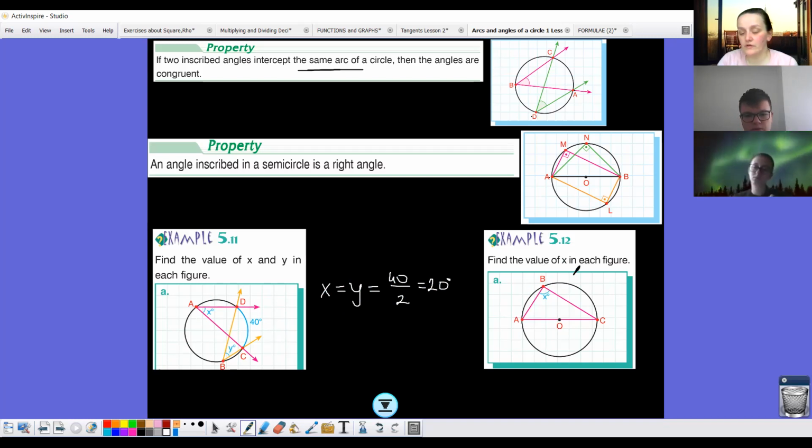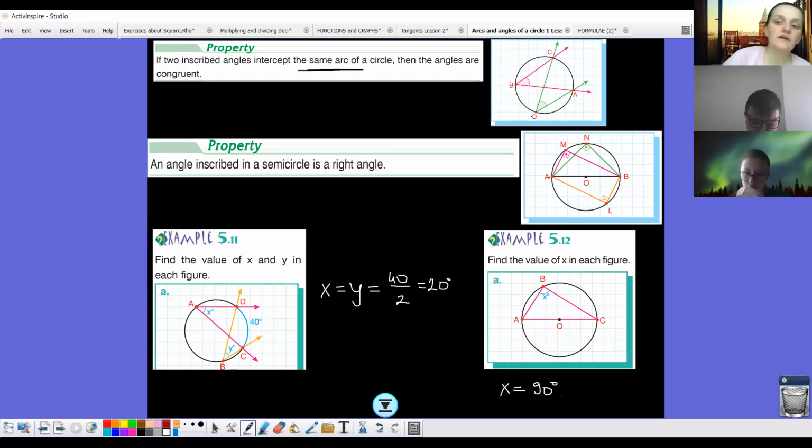What about here in the other example? What will be the value of x? It's 90 degrees. Right angle. Yes, it's 90 degrees because it is inscribed in a semicircle. Okay, did we understand?